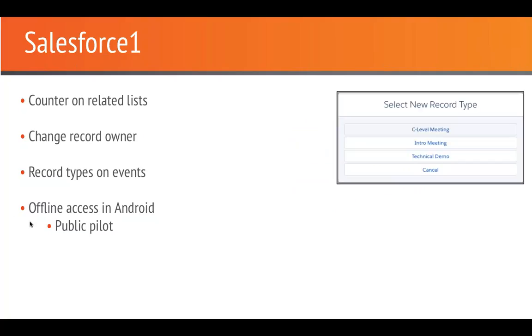Record types on events are now supported. So when you create a new event, if you define different record types, you'll be asked to pick which one you want to use. So I've defined 3 here. I'll have to pick from one of those when creating an event.